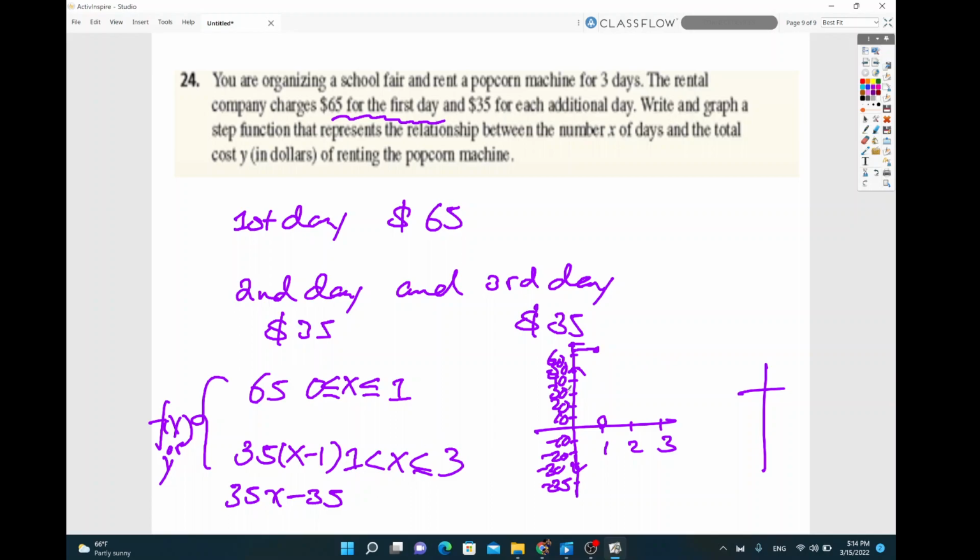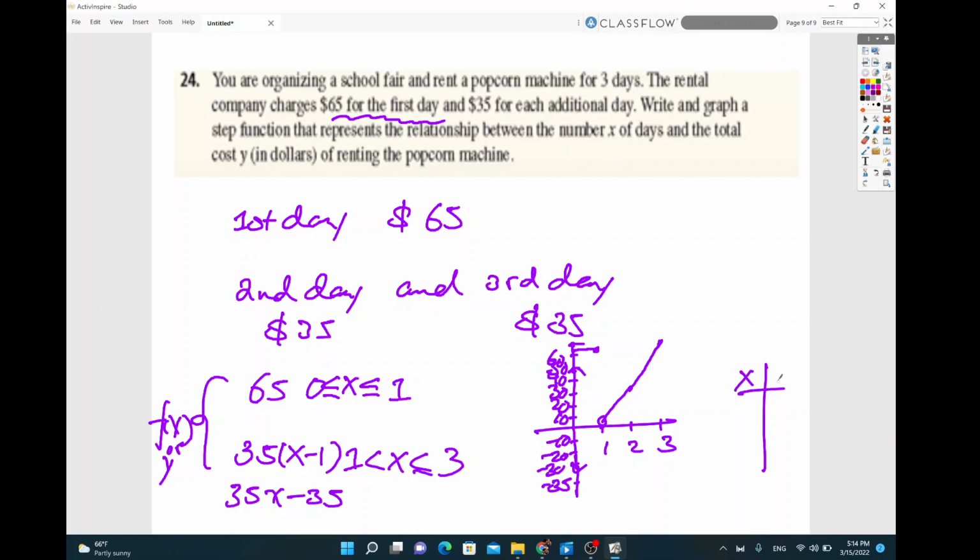And then day 2, 2 minus 1, 35. So 35, which is up here. And then day 3, 3 minus 1 is 2. 2 times 35, 70. So 70 is all the way up here. Once you connect them, it's going to be like this. This is called the step function or the piecewise function.